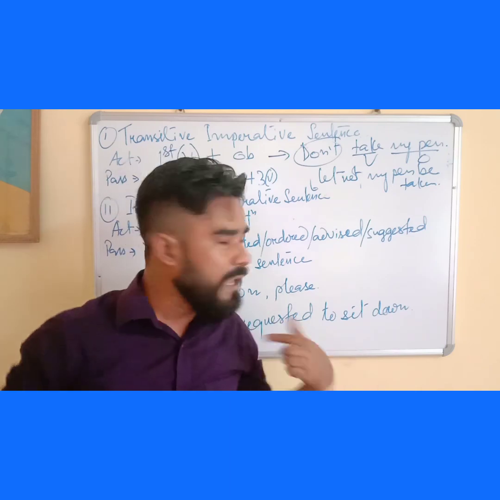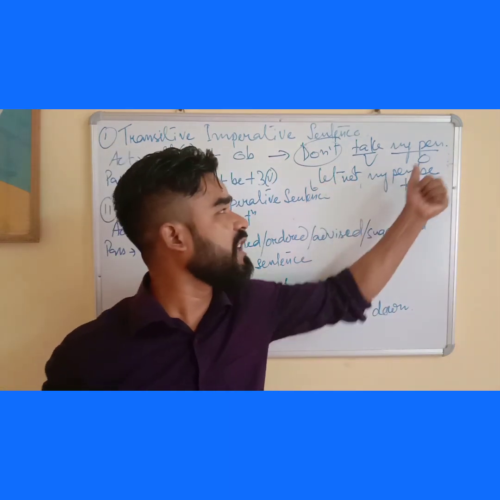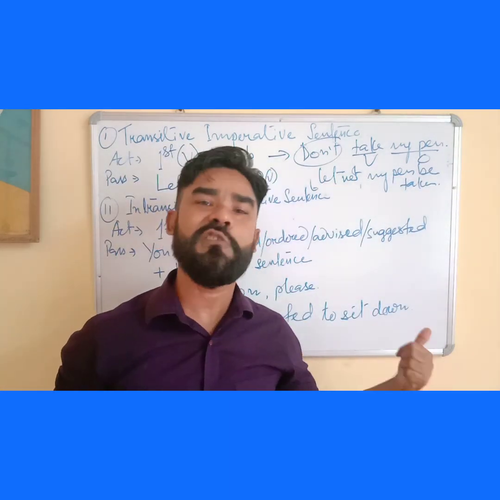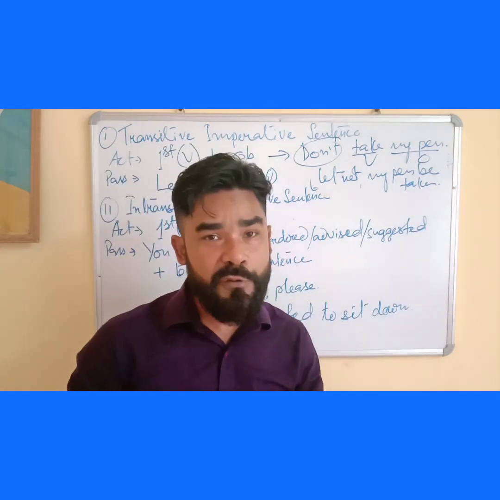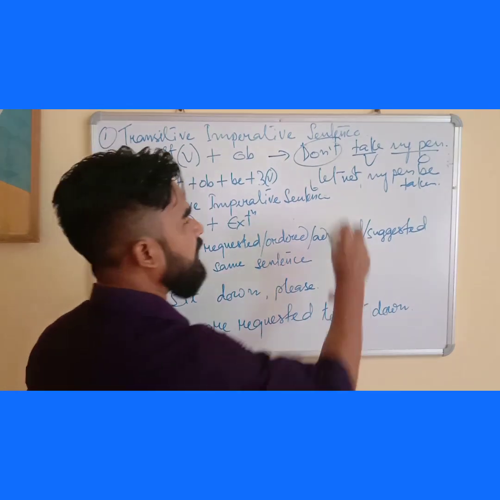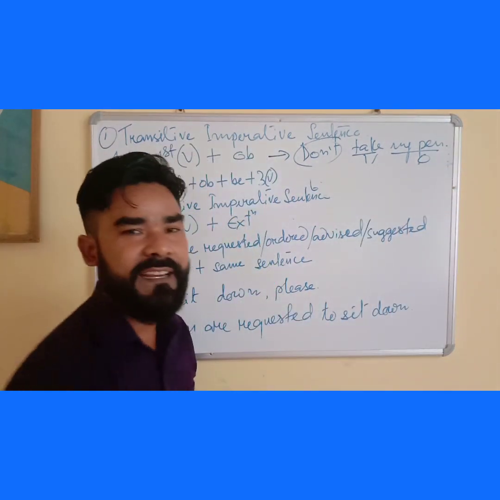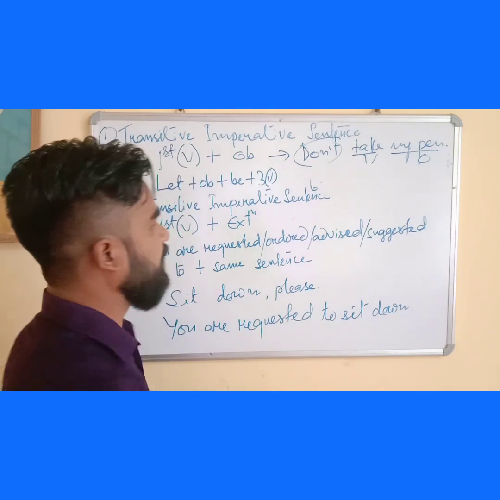Another is the actual correct sentence. We can write let my pen not be taken. It can be written like this. This is also correct. And let not my pen be taken. This is also correct. And if you use narration, this answer can also be written in different forms. How? We will learn it now.